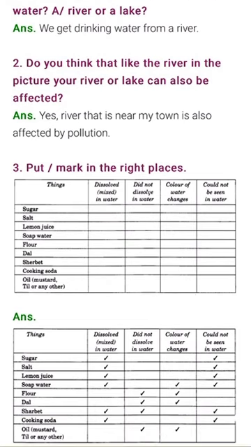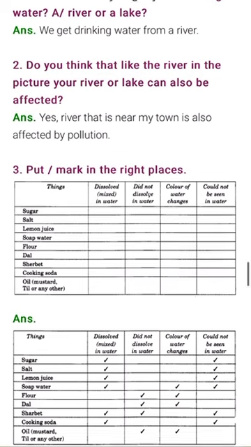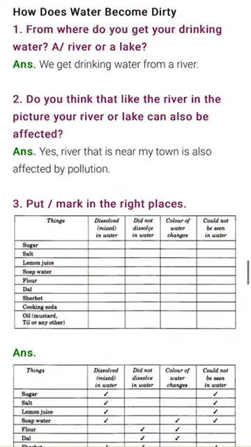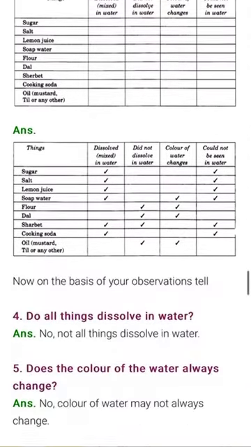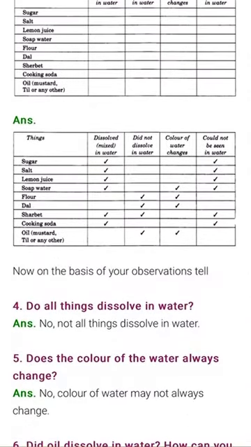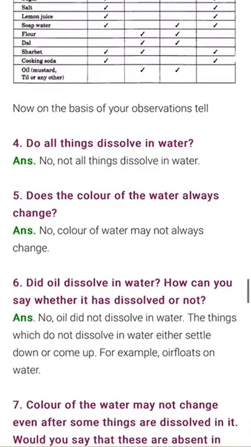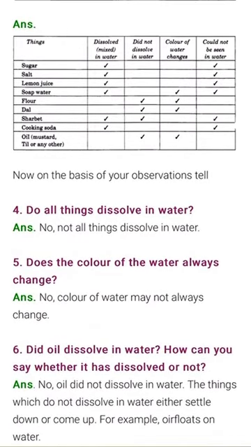2. Do you think that like the river in the picture your river or lake can also be affected? Ans. Yes, river that is near my town is also affected by pollution. 3. Put mark in the right places. Ans. Now on the basis of your observations tell. 4. Do all things dissolve in water? Ans. No, not all things dissolve in water. 5. Does the color of the water always change? Ans. No, color of water may not always change.